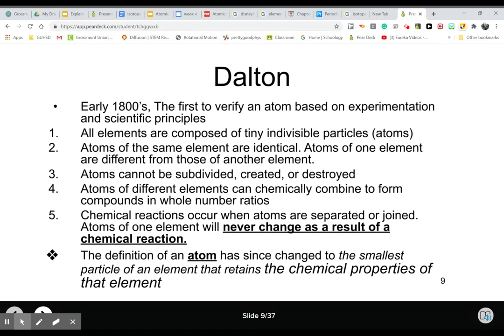Dalton came up with his principles. All elements are composed of tiny indivisible particles. Atoms of the same element are identical to all atoms of that same element. Atoms cannot be divided, created, or destroyed. Atoms of different elements can chemically combine to form compounds, and chemical reactions occur when atoms are separated or joined. Atoms of one element will never change as a result of a chemical reaction. Since Dalton, our atomic theory and structure has changed, and I really liked the crash course that you watched about how that has changed. But it's important to understand that Dalton is really the father of atomic theory.